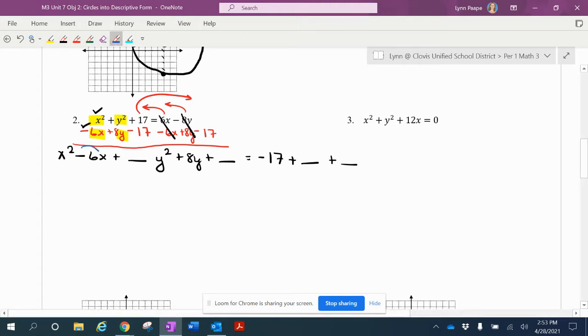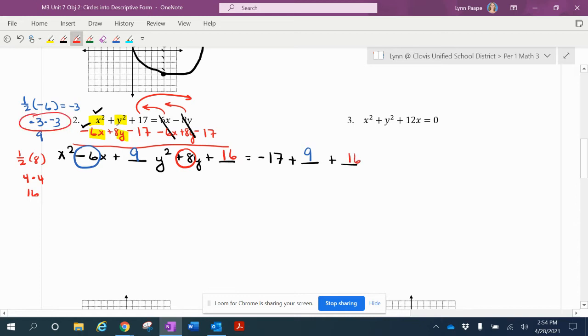So I'm going to start with a negative 6, and I'm going to take half of negative 6, so half of negative 6 is negative 3, and then I'm going to multiply it by itself, right? So negative 3 times negative 3, that would be 9. I added 9 to the left. I also have to add 9 to the right. And then now let's go on to the next one. So now I'm going to take a look at the 8 to figure out what goes there. So I'm going to take half of 8. So half of 8 is 4. And then times that by itself, right? So 4 times 4, so that would give me 16. And then I'm going to add 16 here, right?